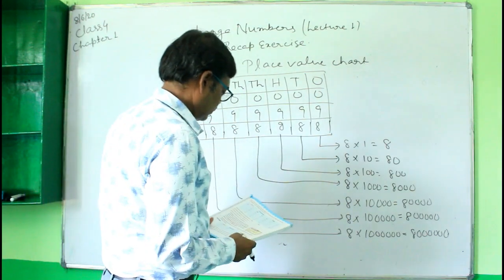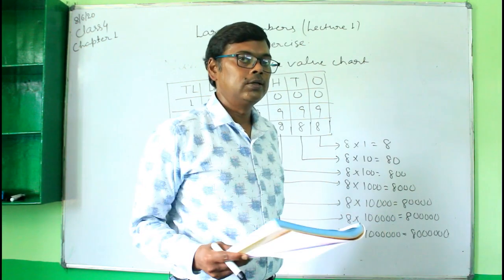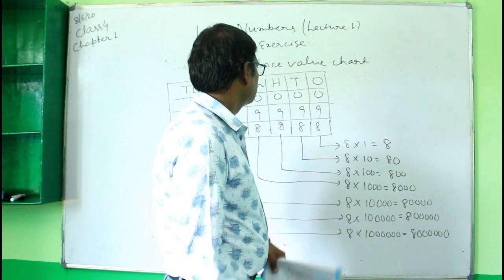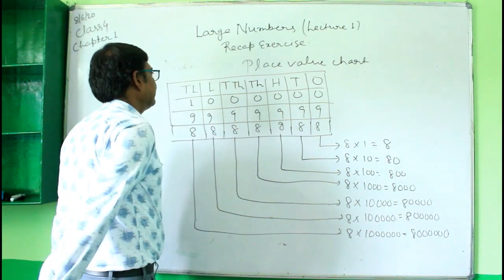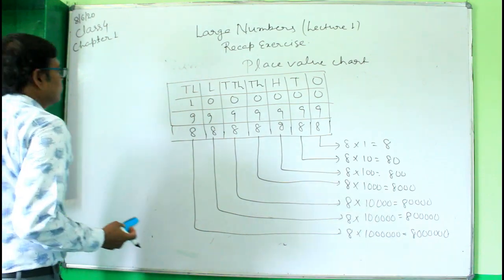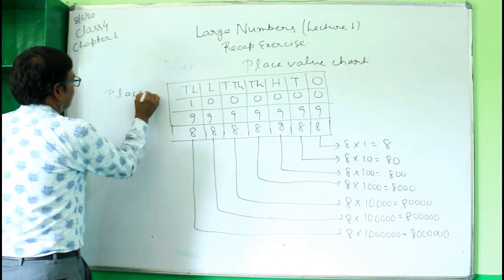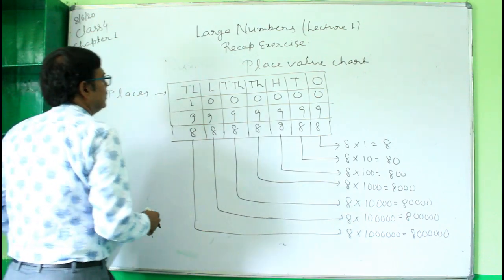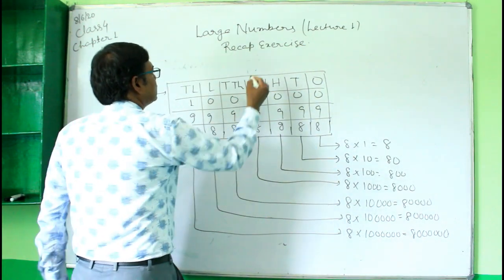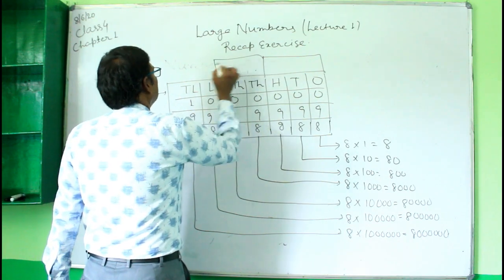Okay, so the face value remains the same, but the place value changes according to the places in the place value chart. So this is the place value chart here, and again there are periods here also. These are the places here, and then you have the periods in this. You also have the periods, like in this you have this period and this and this here.